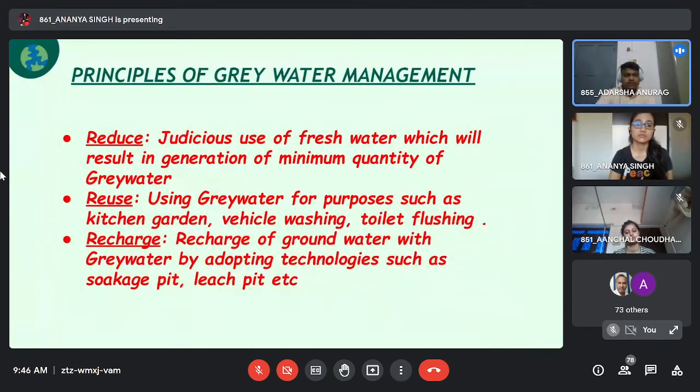Reduce: judicious use of fresh water will result in generation of a minimum quantity of grey water. Reuse: using grey water for purposes such as kitchen gardens, vehicle washing, and toilet flushing. And the last one is recharge of groundwater with grey water by adopting technologies such as soakage pits and leach pits.